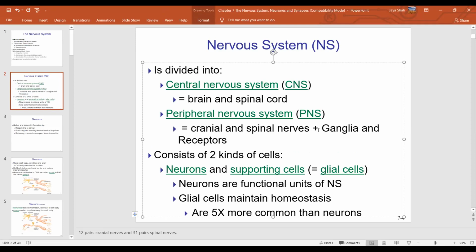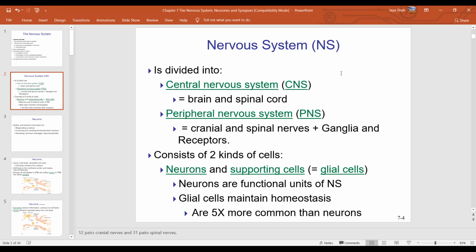These are also part of the peripheral nervous system. So ganglia are neurons, or rather groups of neurons, outside the brain and spinal cord, like the sensory ganglia, motor ganglia, and autonomic ganglia. And there are some receptors which receive the stimulus, which are part of the nervous system outside the brain and spinal cord.